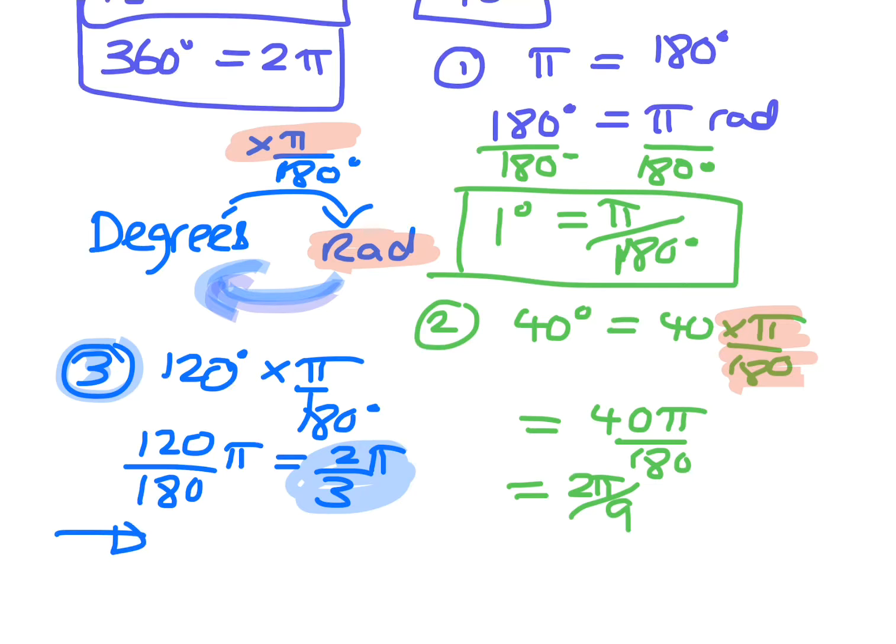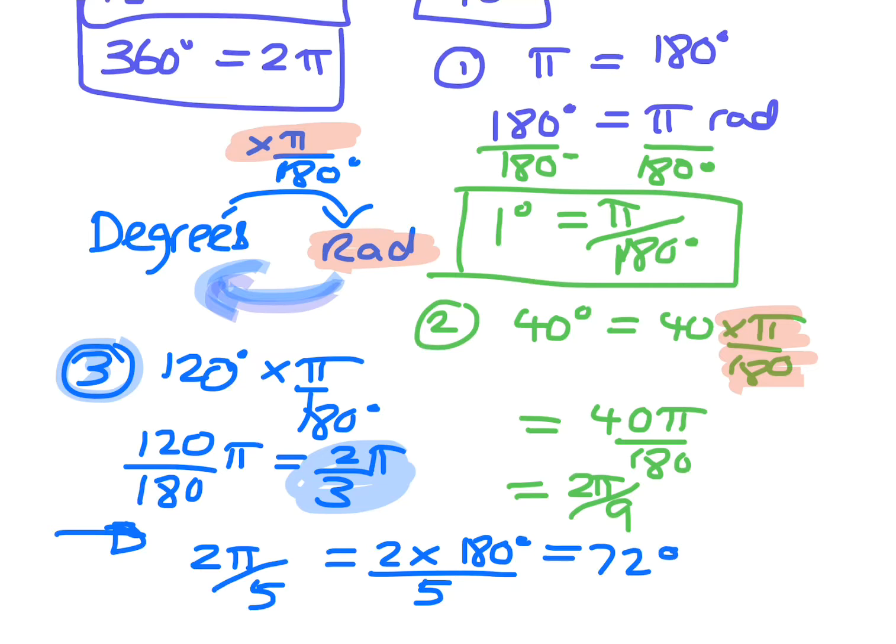So I want you to just think about if you're going backwards from radians. If I had 2 pi on 5 radians, all you have to do is replace the pi with 180, and you put it over 5. So it would be the same as going 2 times 180, divided by 5, equals 72 degrees. And that's how you would change that one to degrees.